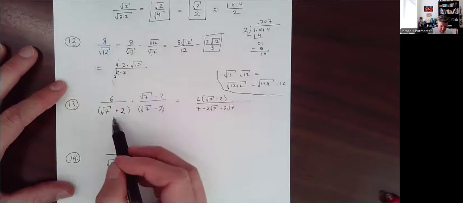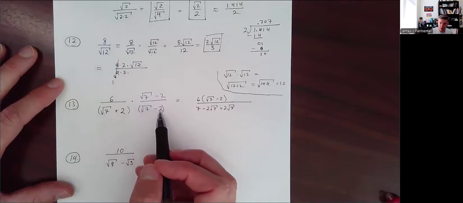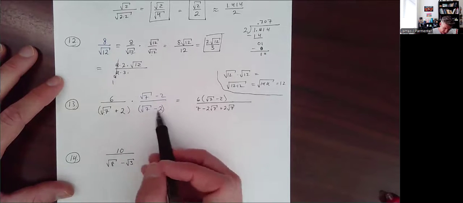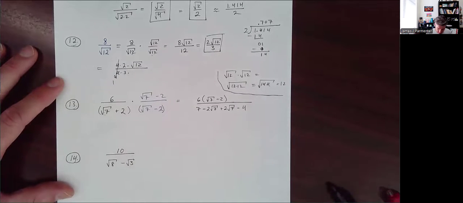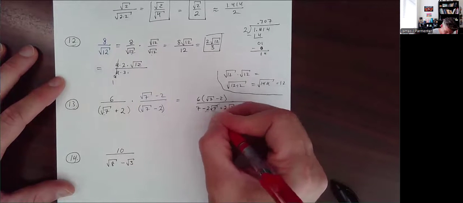And when I said root 7 times negative 2, you do want to write the integer part in front of the radical part. That's why I wrote this negative 2 root 7. And then finally, 2 times negative 2 is minus 4. Notice that the negative 2 root 7 plus the positive 2 root 7 is going to add up to 0.